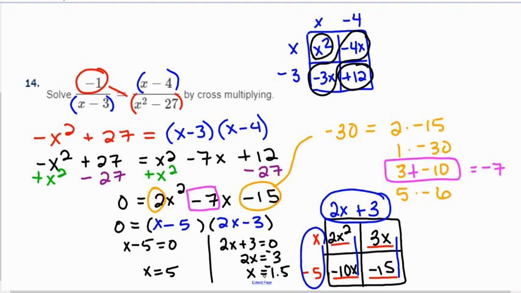Okay, check each of these answers. When you put 5, 5 minus 3 is not 0. When you put a 5 here, 5 squared is 25. 25 minus 27 is not 0. So this answer totally works. When you plug in negative 1.5, negative 1.5 minus 3 is not 0. Negative 1.5, square it, subtract 27, that is not 0. So this x equals negative 1.5 is also a totally valid answer.